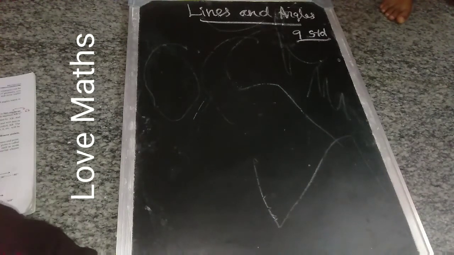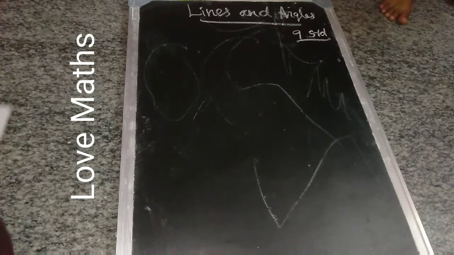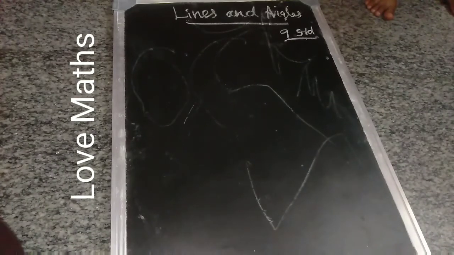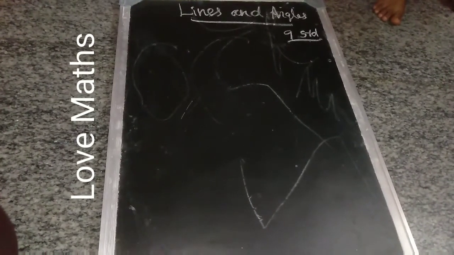I am Nityavadi. Here we are going to see lines and angles. It is 9th standard NCERT and Karnataka State Board syllabus. Lines and angles. What is meant by lines? You already know what a line is and what angles are. That's all. Line, segment, ray, everything is there.